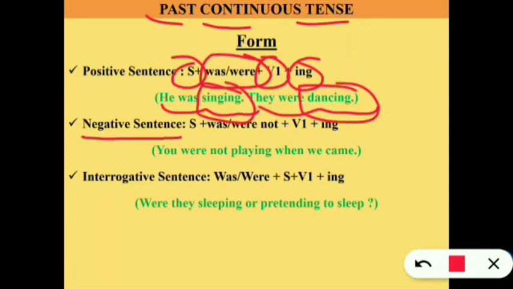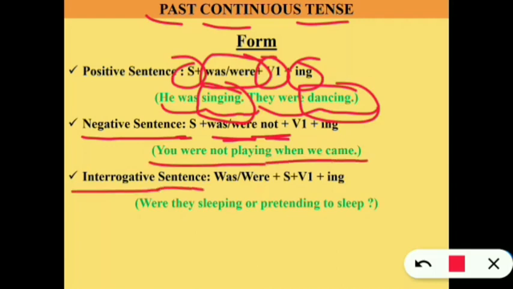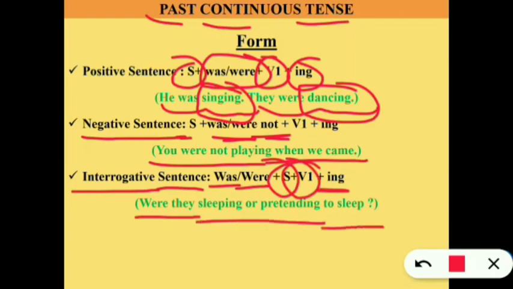Negative sentence, we just use not. Subject was, were, not, verb 1 and ing. You were not playing when we came. In an interrogative sentence, we use the auxiliary verb in front, was, were, plus subject and verb 1 with ing form. Were they sleeping or pretending to sleep? Okay.